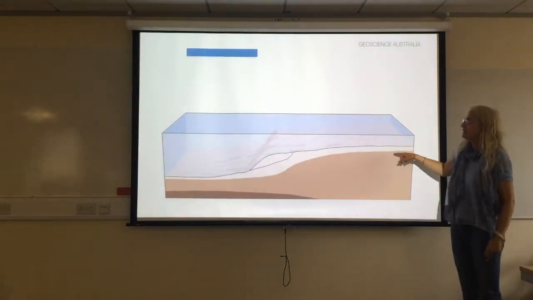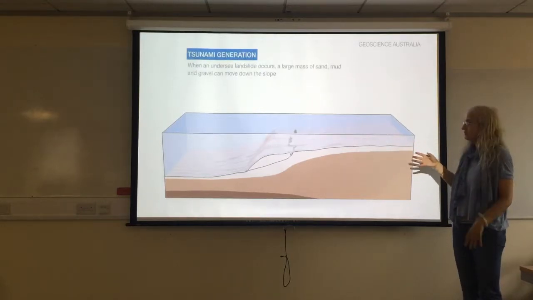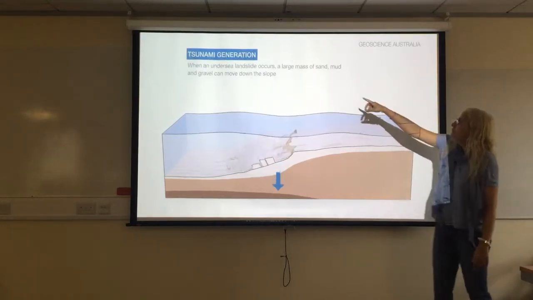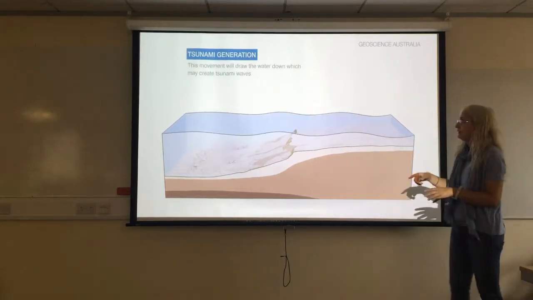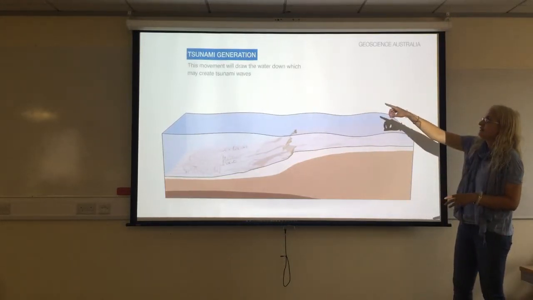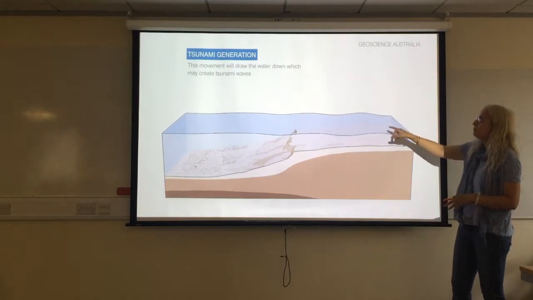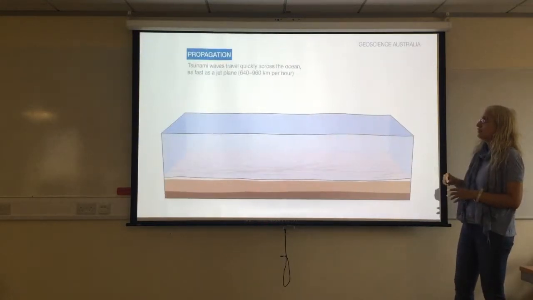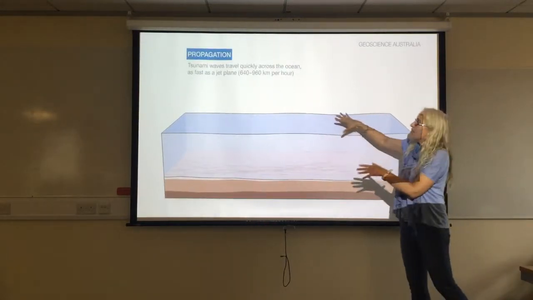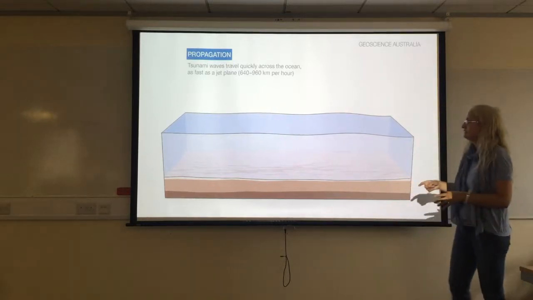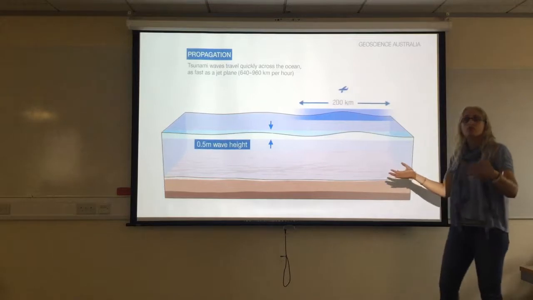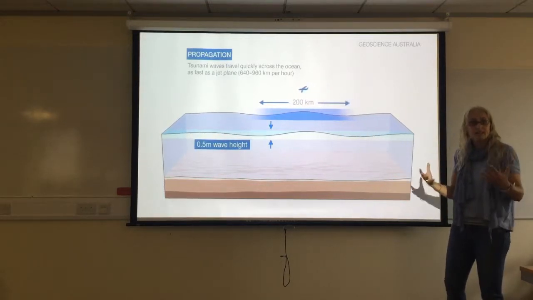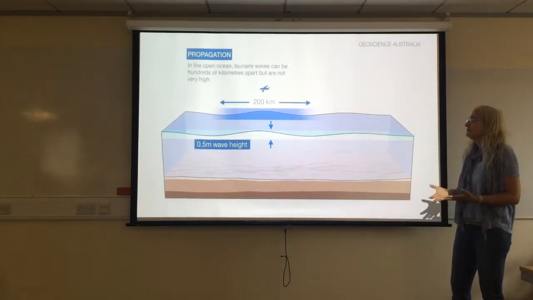Like in this video, this is a 3D animation showing that a large mass of sand and mud can move down the slope, and the water moves down, which may create tsunami waves. We have tsunami waves that travel very quickly across the ocean. It's very simple. So you can use this example also to educate people to understand what we are talking about.